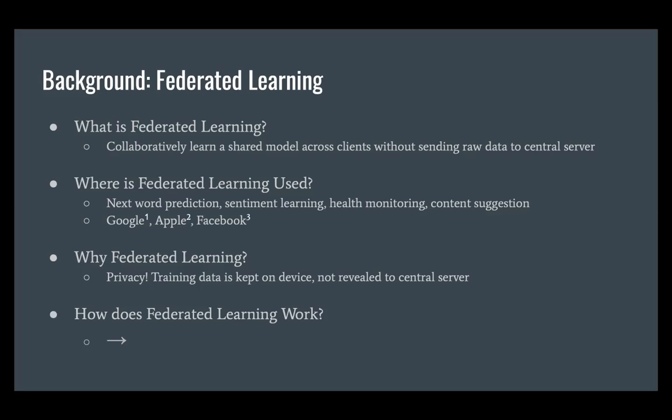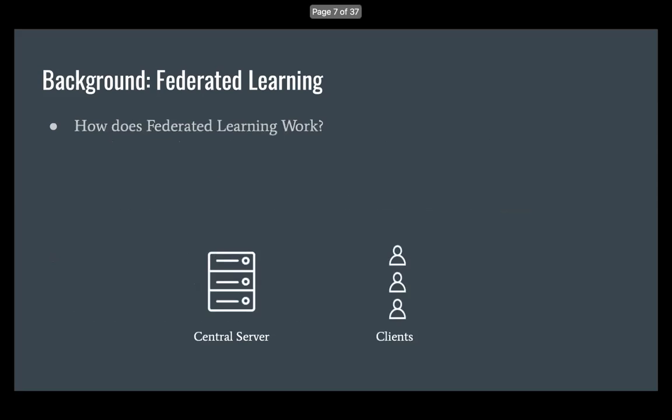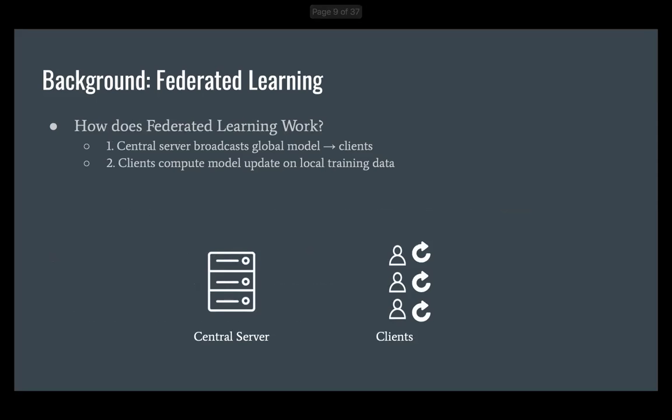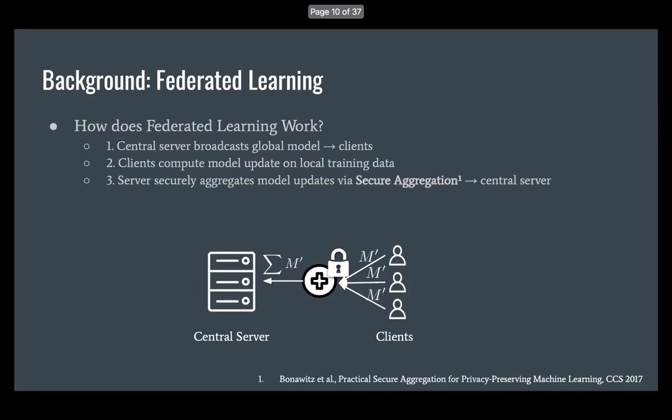So how does federated learning work? In federated learning, the server will coordinate the clients to update a global model for many rounds until convergence. At each round, the server will at first broadcast the global model to a subset of clients, and then the selected clients will compute gradients or model updates on the global model using their local training data. Next, the server will aggregate all the model updates from clients via secure aggregation to get the sum of local model updates and use it to update the global model for the next iteration.